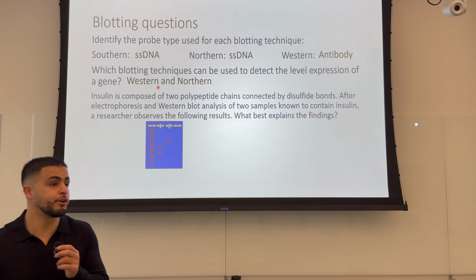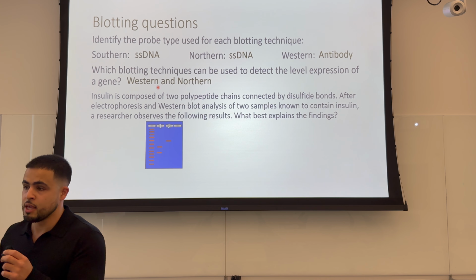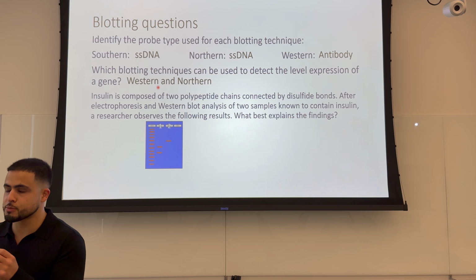Okay, so this last scenario shows up a ton on the MCAT. Of course, not the exact same scenario, but the idea behind it. Insulin is composed of two polypeptide chains connected by disulfide bonds. After electrophoresis and Western blot analysis of two samples known to contain insulin, a researcher observes the following results. What best explains the findings?